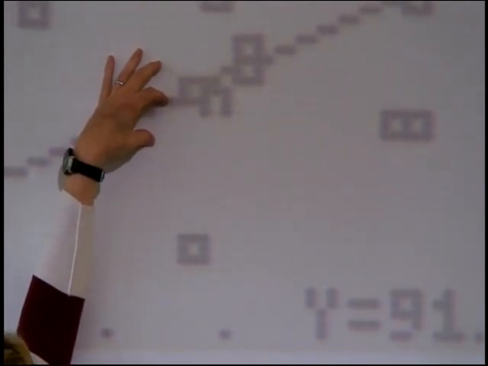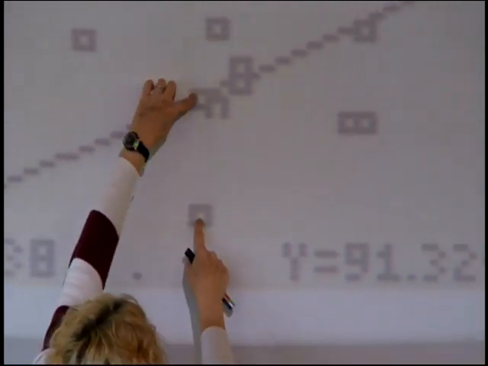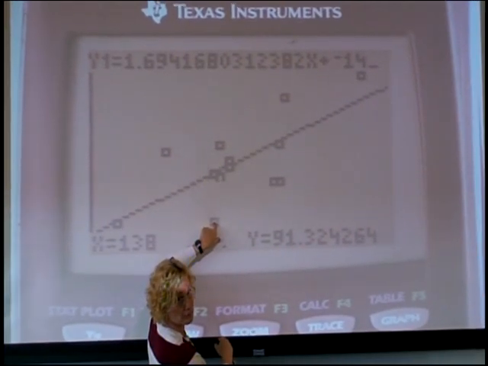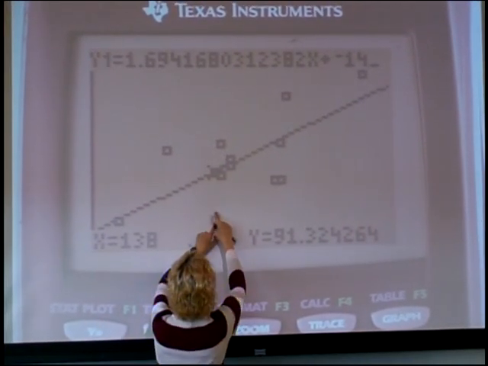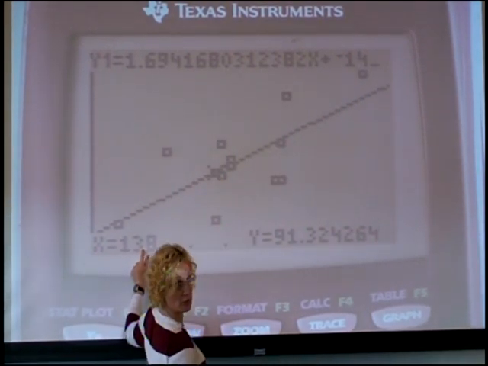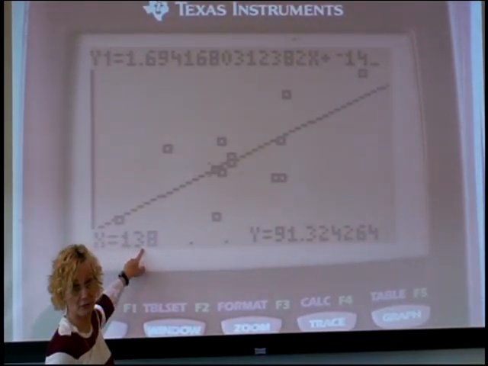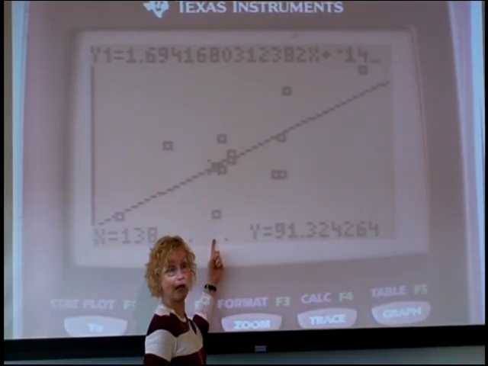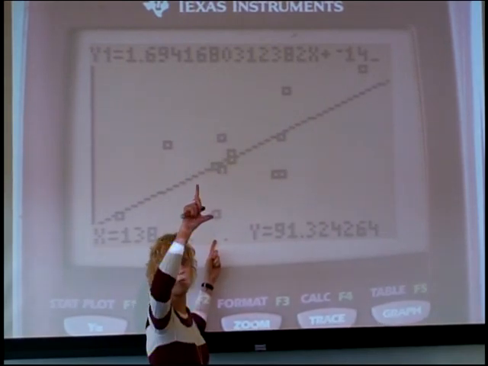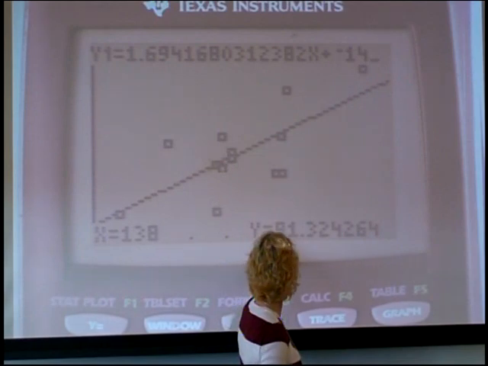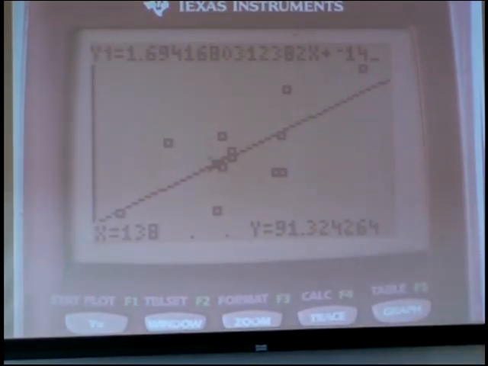Yeah, Lauren? Does it matter where on the line you put it? Yes, it's always vertical distance. So this is our observed Y, and the predicted Y is the Y at the line for the exact same X value. They're both going to line up over that specific X value. So our predicted Y there is 91, let's say 91.3.